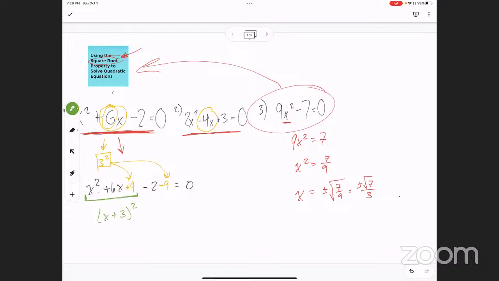Do you see how I factored that? Yeah. It's x plus 3 times x plus 3, which is x plus 3 squared. And then now these things add up to -11.